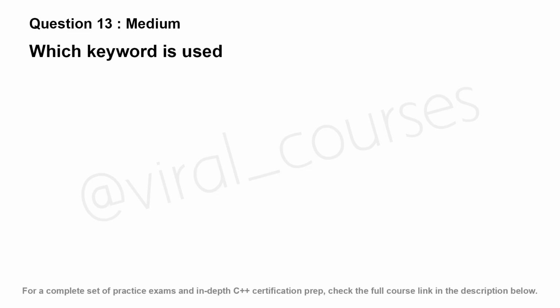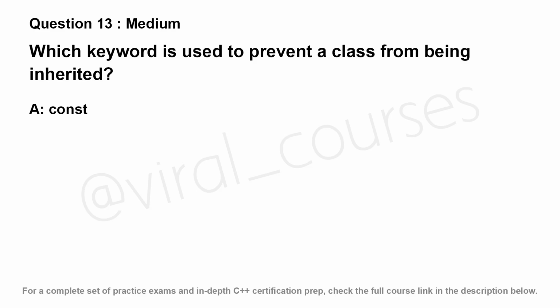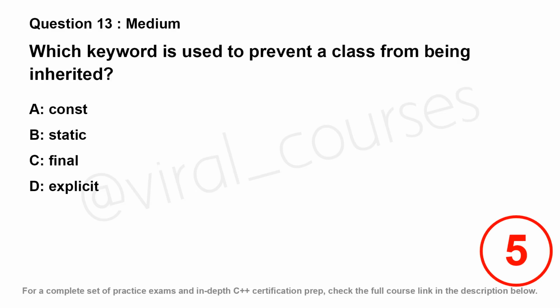Which keyword is used to prevent a class from being inherited? Option A, const. Option B, static. Option C, final. Option D, explicit.